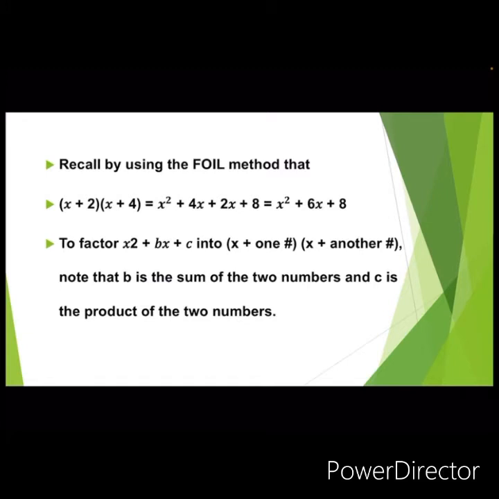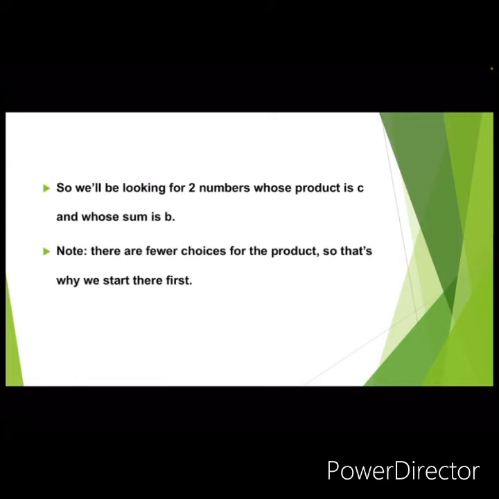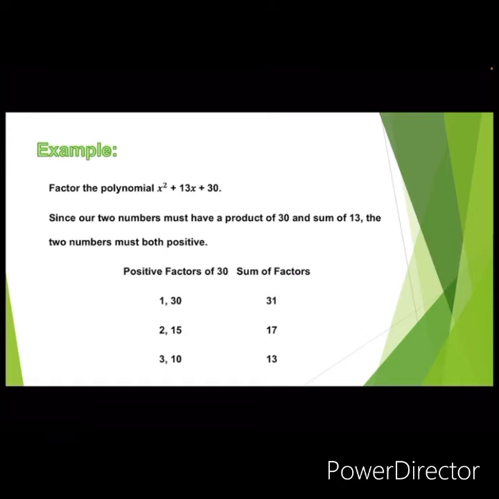To factor x squared plus bx plus c into the quantity x plus the first number times x plus another number, note that b is the sum of the two numbers and c is the product of the two numbers. So we'll be looking for two numbers whose product is c and whose sum is b. Note that there are fewer choices for the product, so that's why we start there first.